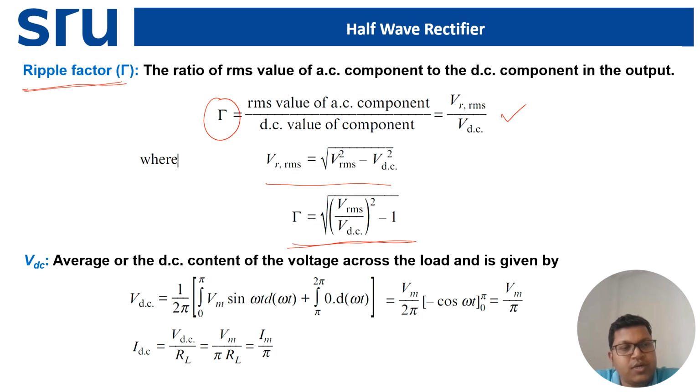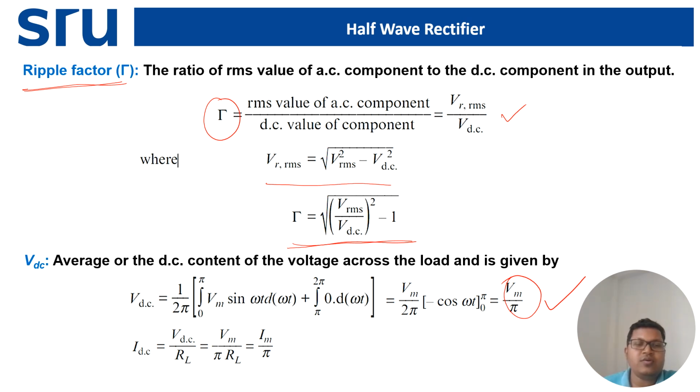Now we know Vdc is the average or the DC component of the voltage across the load, and it is given by Vdc equal to 1 over 2 pi times the integration of Vm sin omega t d omega t, with the integration limit 0 to pi, plus the integral from pi to 2 pi of 0 d omega t. After getting the integration result, we see that this Vdc value becomes Vm by pi. This is also a formula to remember always.